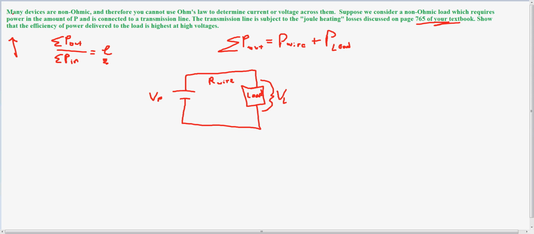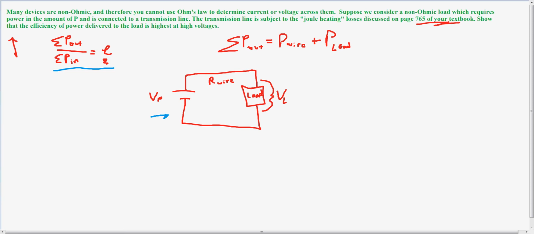Hello, I'm answering the question above, which is essentially to show that the efficiency of power delivered to a load is highest at high voltages. So what I did is I already wrote out some of this, and I have this right here, which is the sum of all the powers out divided by the sum of all the powers in is equal to the efficiency. And then in this equation, we have this setup right here.